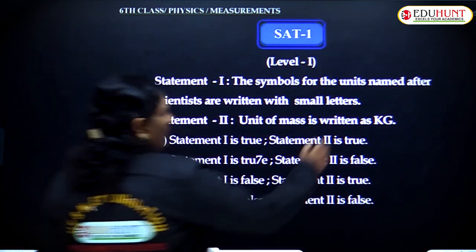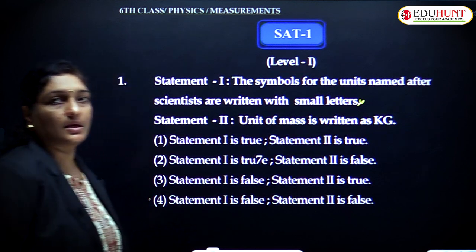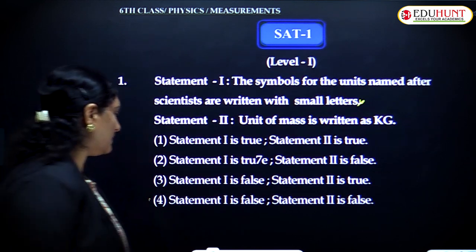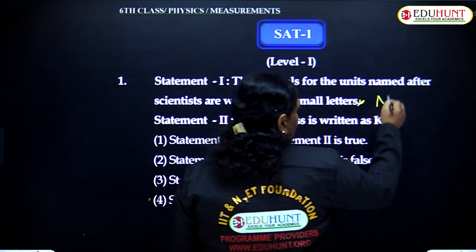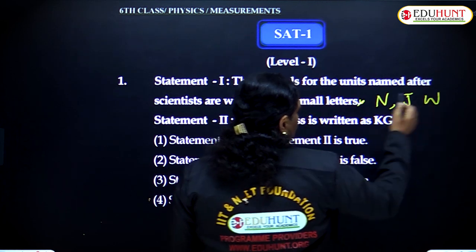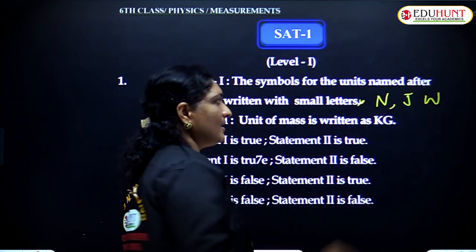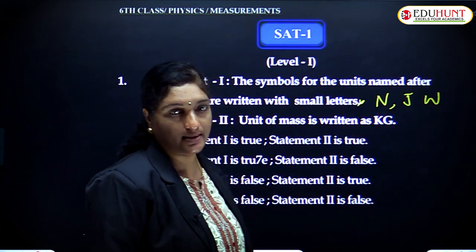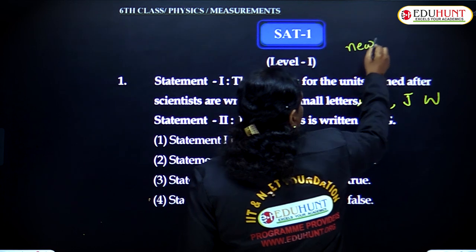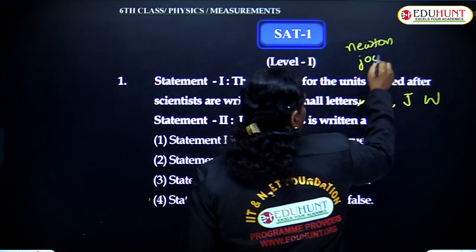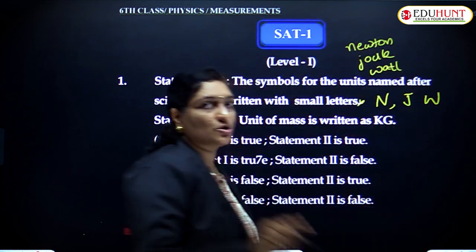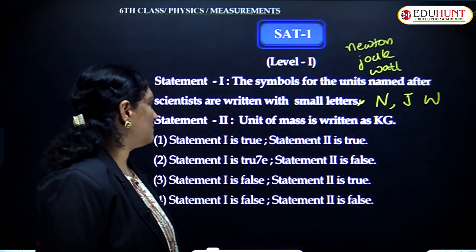No. Whenever you use the name of the scientist as a unit symbol, you should write it with a capital letter. For example, Newton means capital N, Joules means capital J, whereas watts means capital W. So, if it is symbolically written, you should always use capital letters. If the name itself is completely used, then you should write it as newton, joule, as well as watt. So, here the complete word along with the first letter should be small. Hence, the first statement is false.